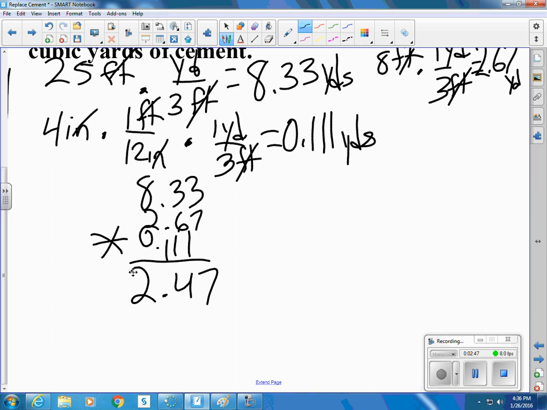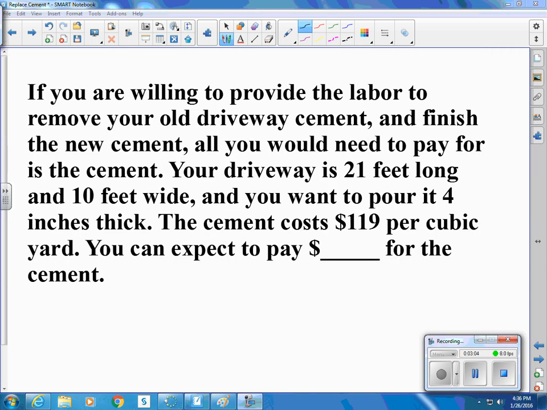You might have a bag or 2 on hand just in case you fall a little short, or you could get 3 yards and have some for a little patio or some little pad that you want to pour extra. So let's do another example and then we'll figure out the cost, knowing how much it costs per cubic yard.